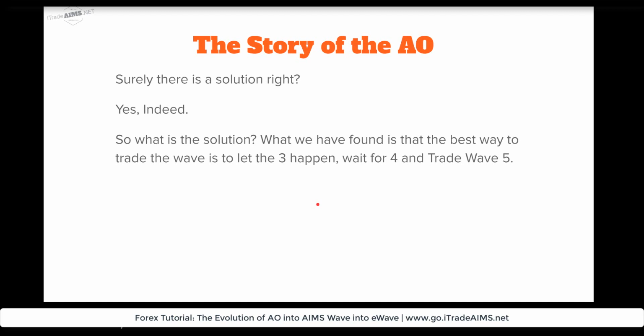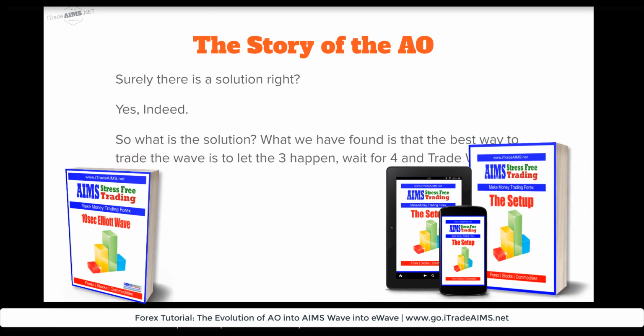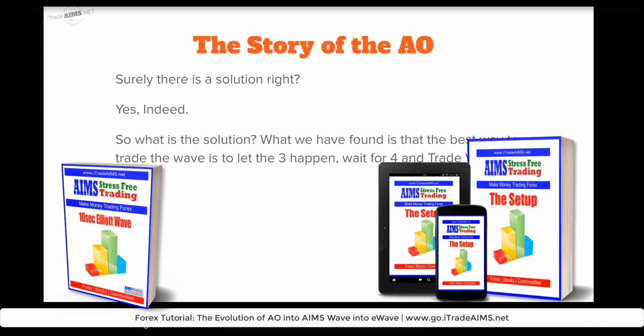What we have found is that the best way to trade the wave is to let the 3 happen, wait for the 4 and trade wave 5. And guess what? Even when you're trading the wave 5, you are still trading wave 3. This is a lovely concept, because when I first introduced this concept, you'd think, okay, so he's telling me not to trade wave 3. He's telling me to trade wave 5. But what I'm saying is that we have a technique, the setup 1, which will let you trade wave 5, but at the same time you would still be trading wave 3s.